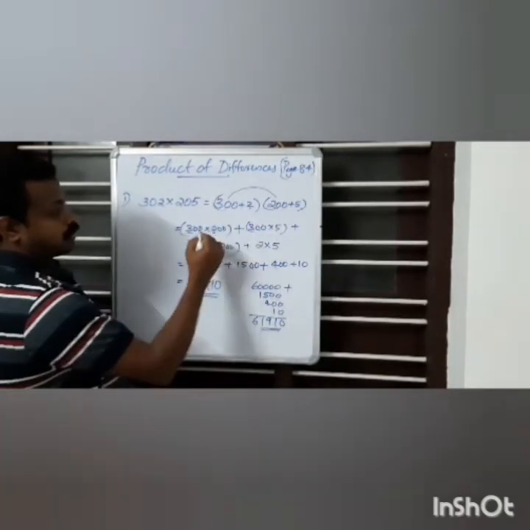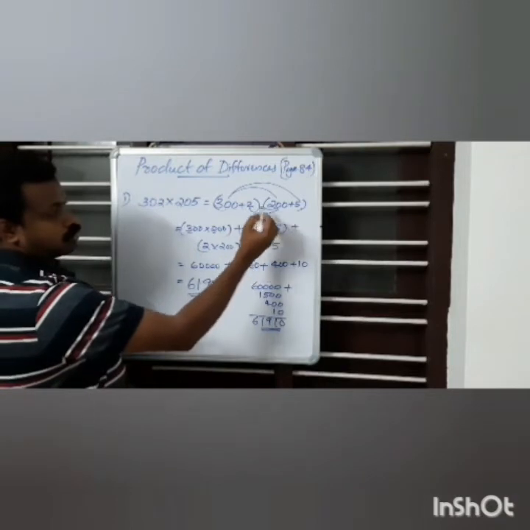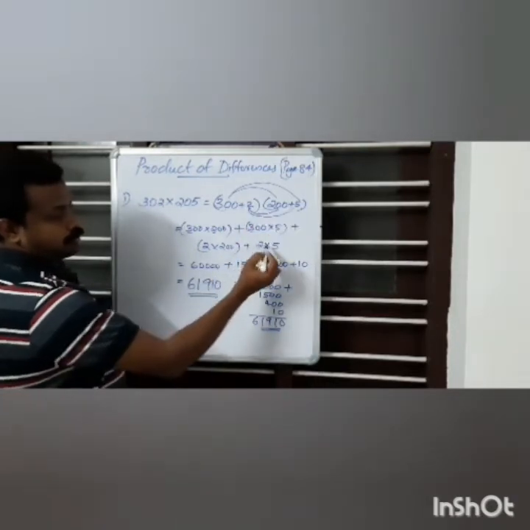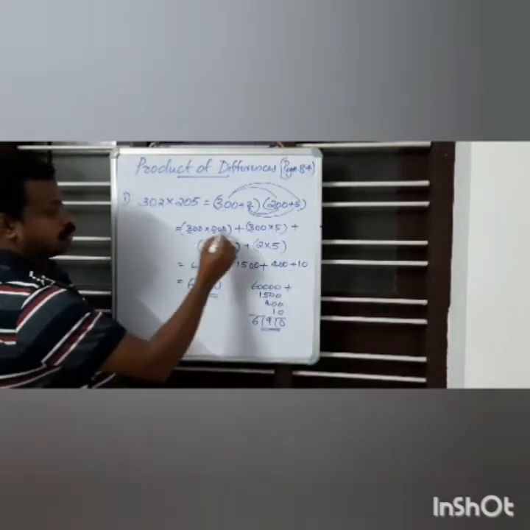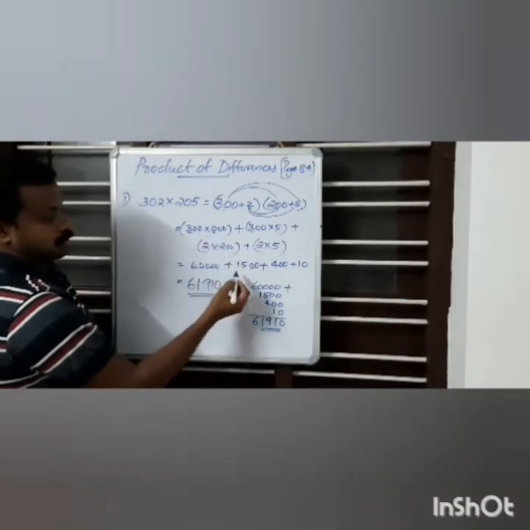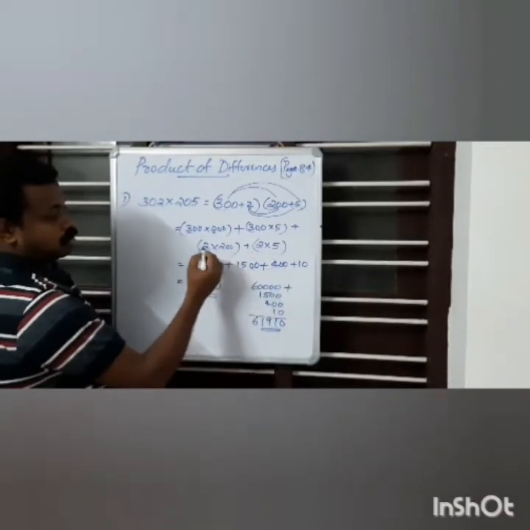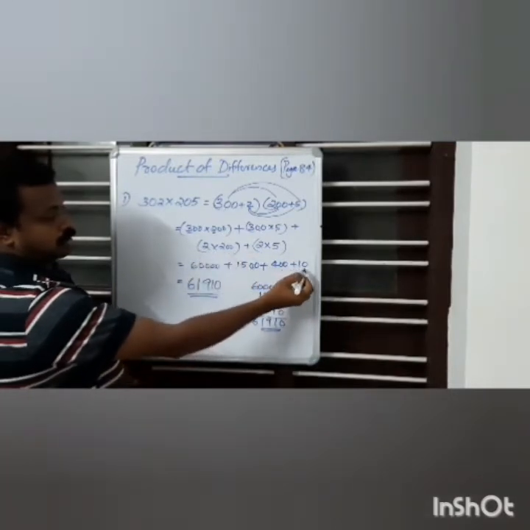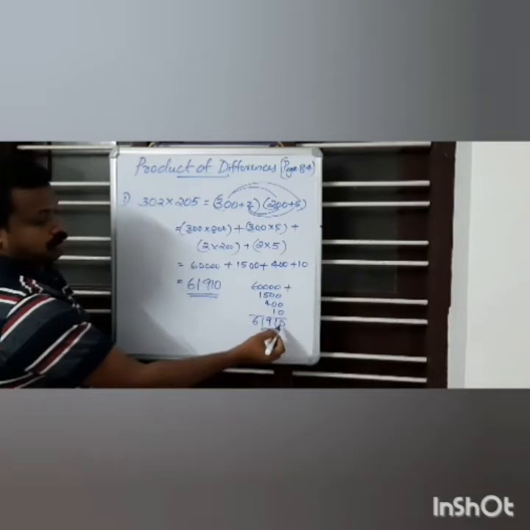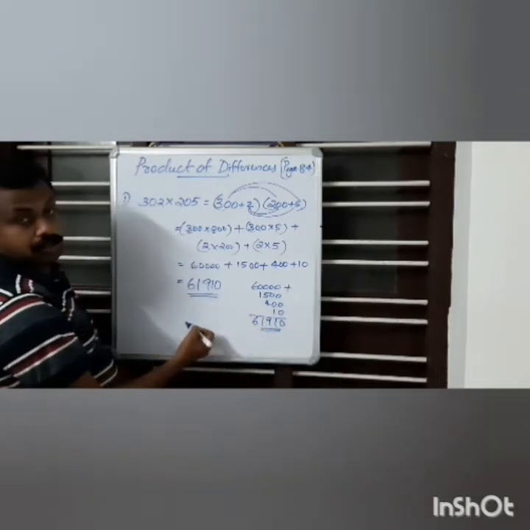So 302 into 205 is 300 plus 2 into 200 plus 5. 300 into 200, 300 into 5, 2 into 200, 2 into 5. So these all should be 3 into 2, 6, 60,000, 3 into 5, 15 after 2 zeros, 2 into 2, 4, 400 plus 10. All this together it is 61,910. We are getting that as the answer.